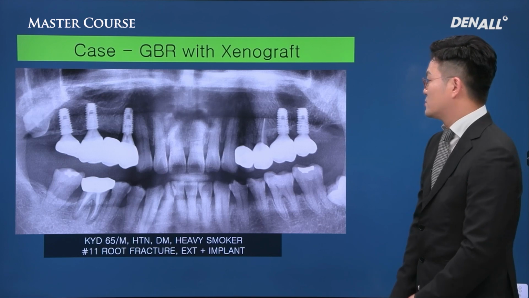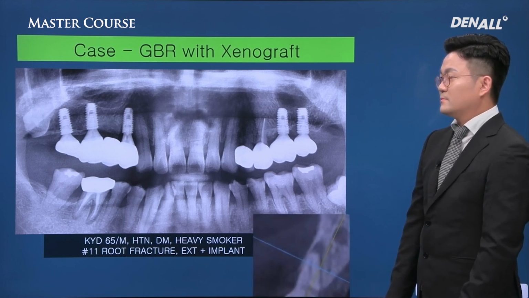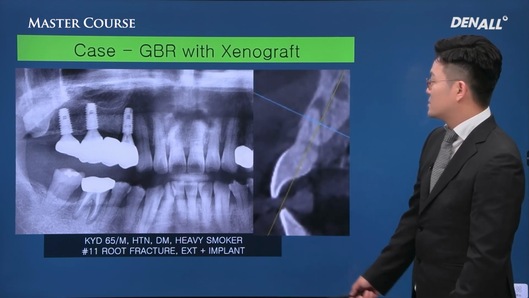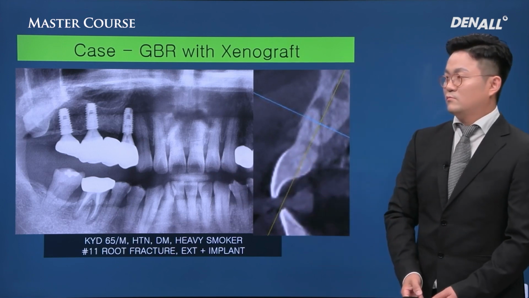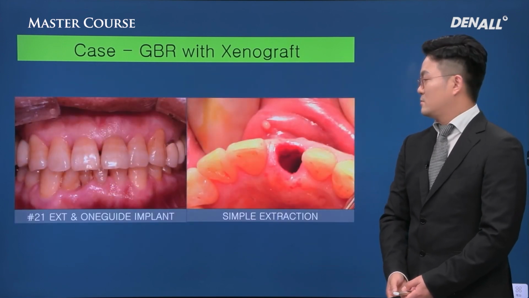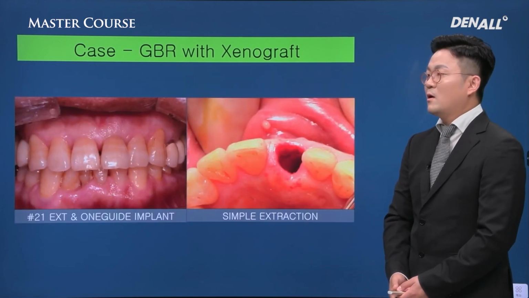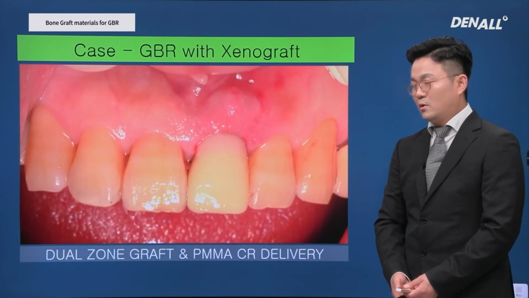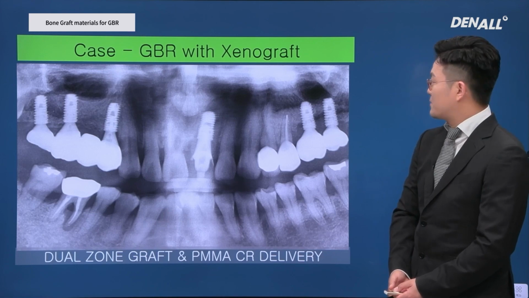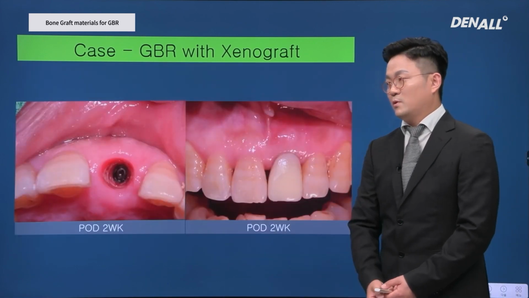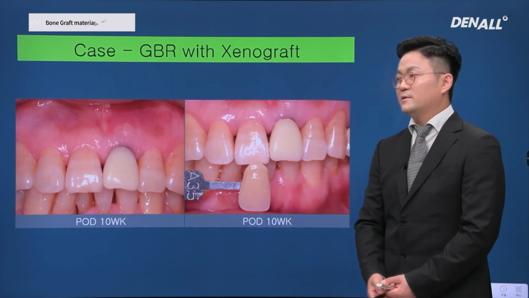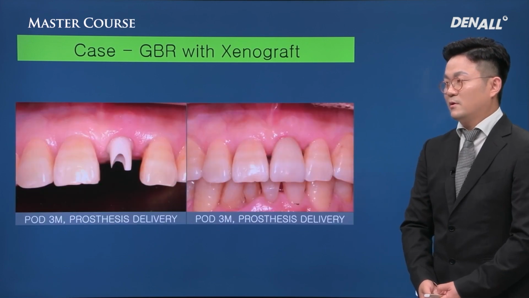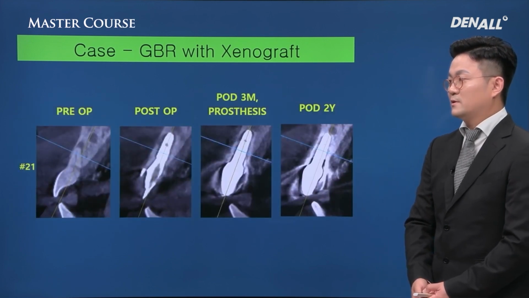In this patient, in the anterior region, the tooth developed a problem. It was extracted because of fracture, and guided surgery was done to place an implant, and the GBR with the xenograft was conducted, and the final prosthesis. So it was used pretty well.